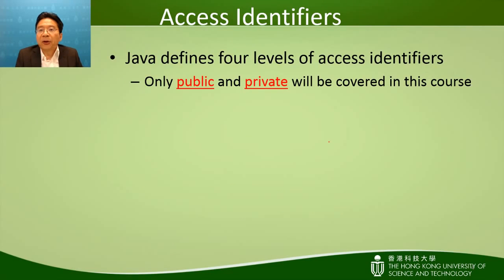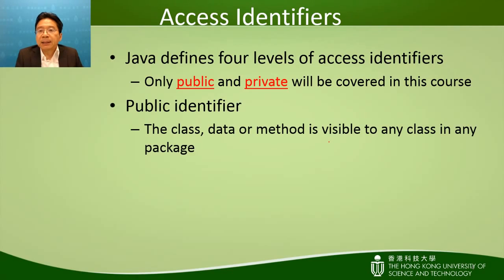Java defines 4 levels of access identifiers. They are also called access modifiers. Only public and private will be covered in this course. The other 2 are protected and package private. Classes, methods, data, or fields declared as public are visible to any class in any package. So basically, they will be visible to the world. Packages are groups of related classes. We will come back to these later in the course.